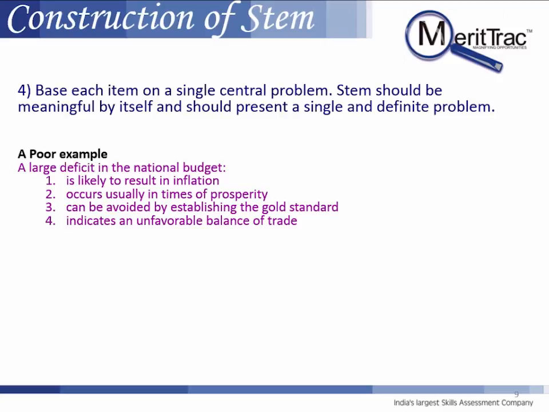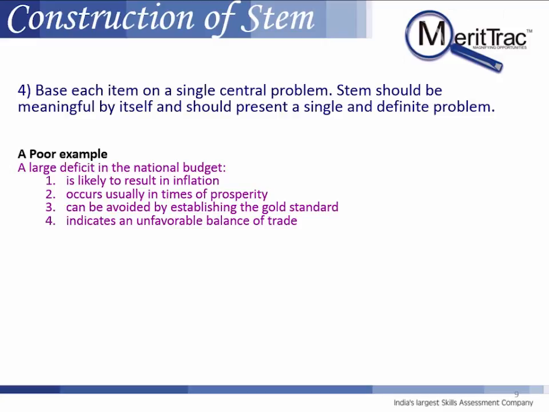Now, if you look very closely, you would notice that all the 4 options are diametrically opposite to each other. So it's running in 4 different directions. Each one of these has a different problem embedded, a different theme. The first one, if you look at, is focusing on what it would result in.